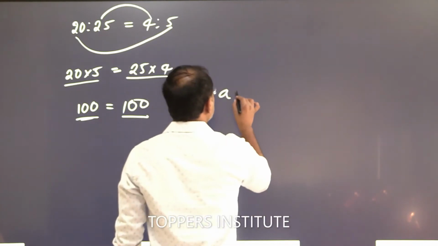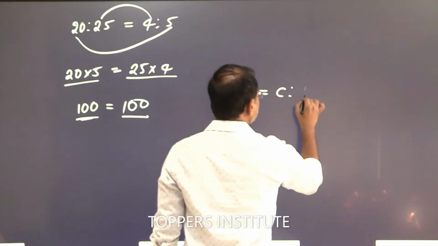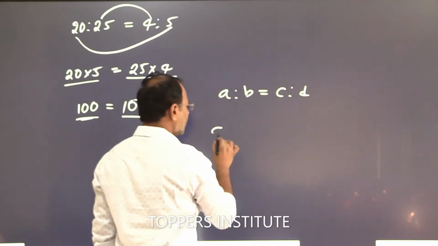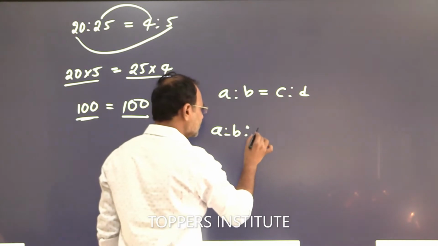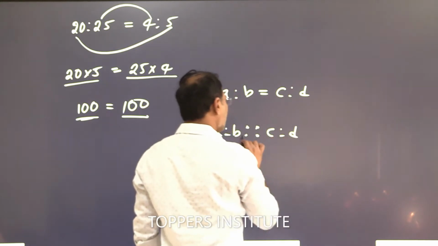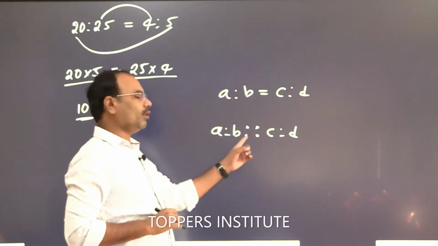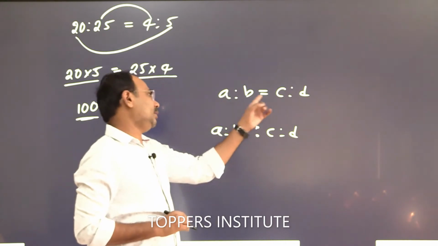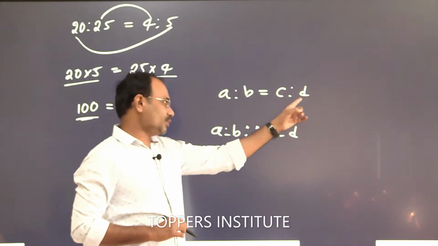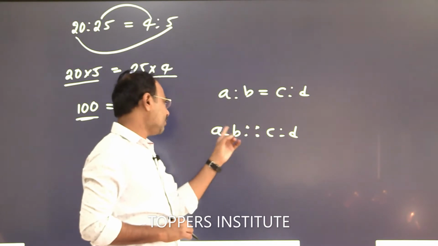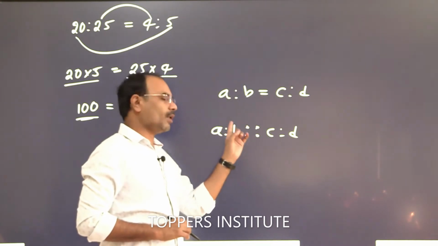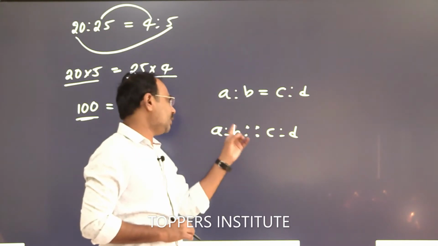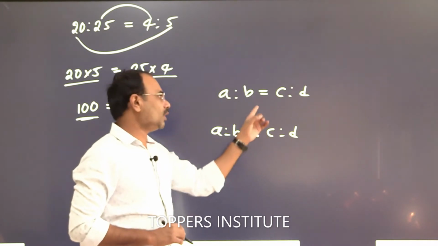If you have A is to B is equal to C is to D, it is also written like this: A is to B is proportional to C is to D, with the equality sign and four dots. Both are the same. This can be read as A is to B is proportional to C is to D.